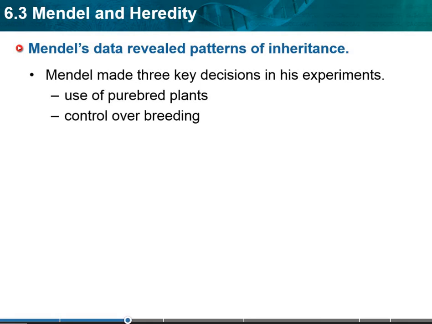Another thing is he had control over breeding with it. So he could prevent them from breeding if he did not want them to. And the other key thing was he ended up doing observations on 7 key traits that were either-or traits. You had this or you had that. So tall or short, for example.